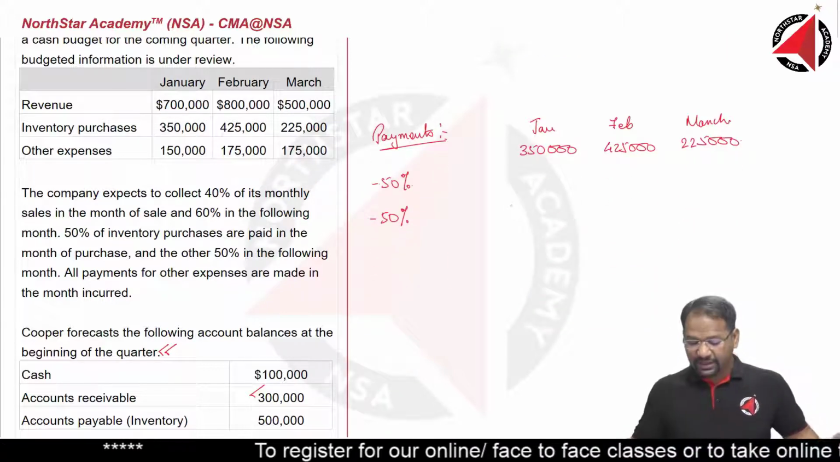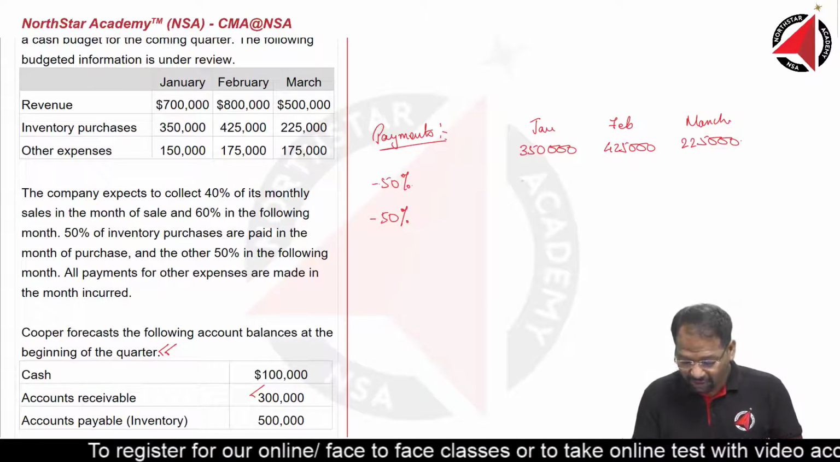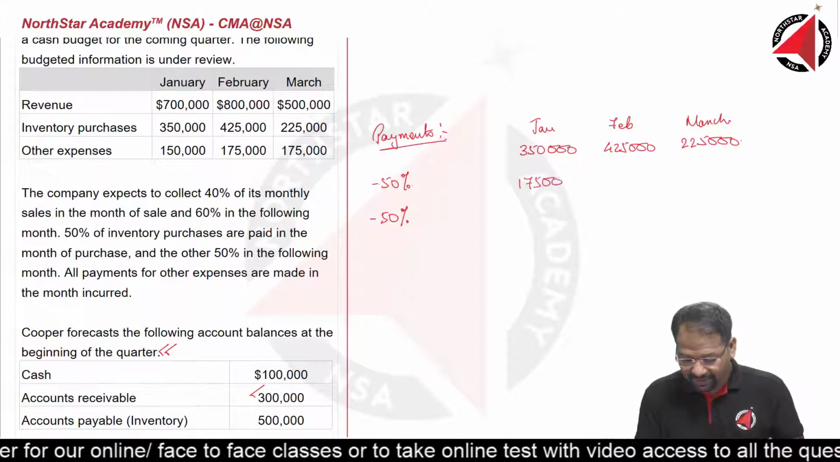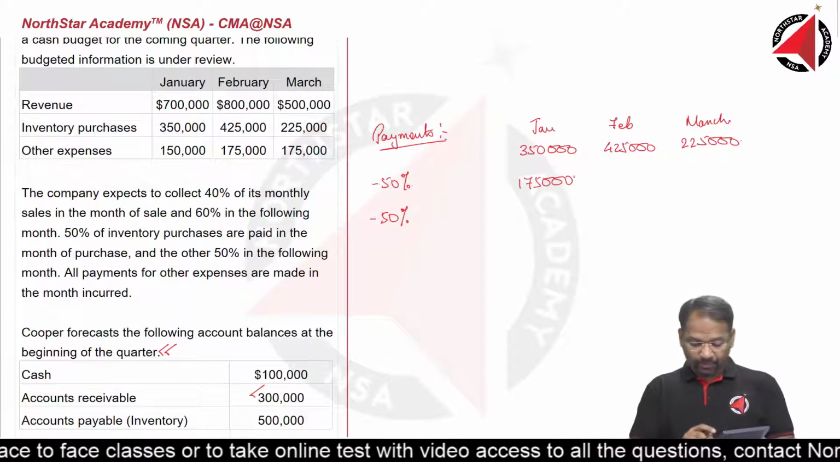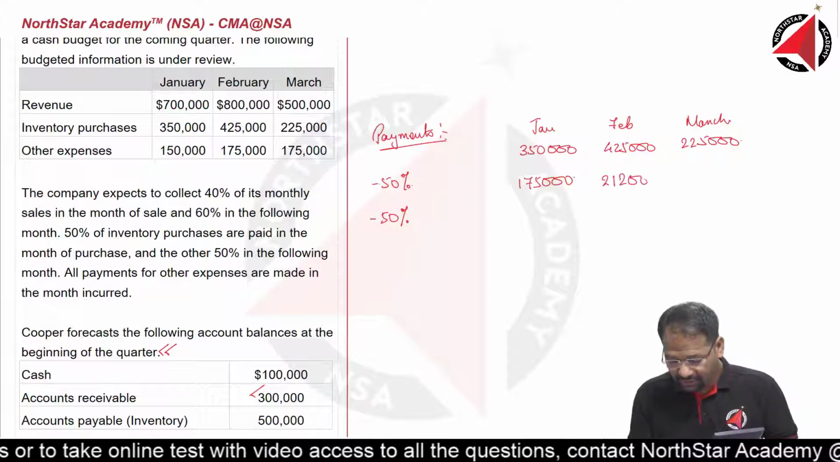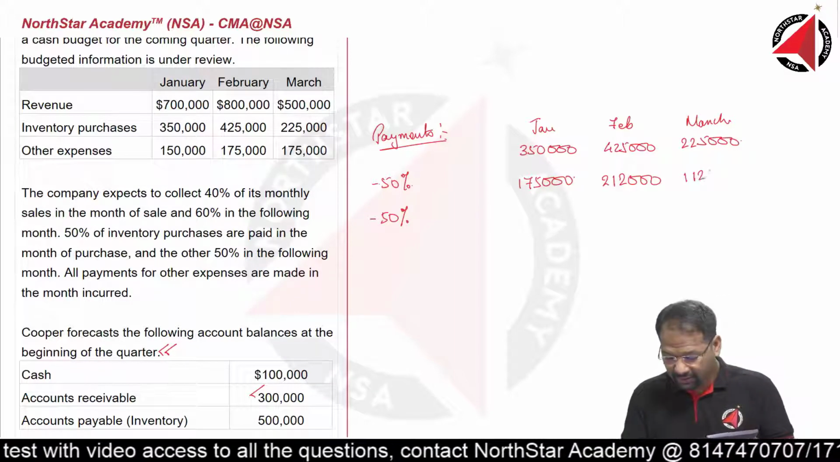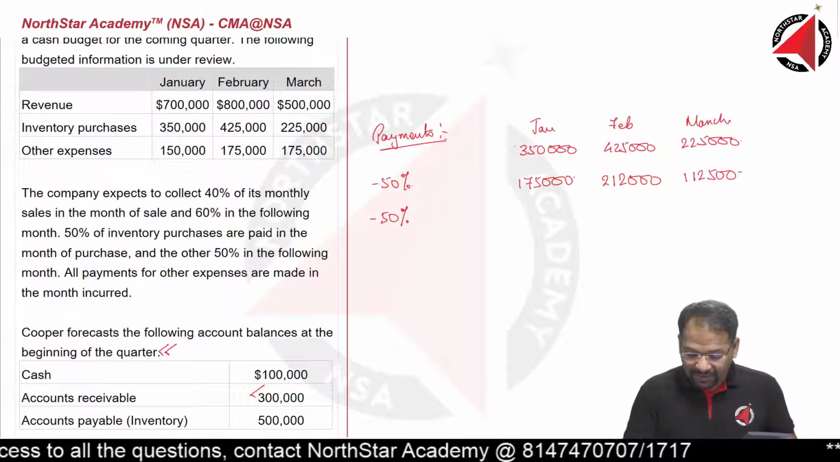So first, January month: 350,000 multiplied by 0.5, or the shortcut is 0.5 multiplied by 350,000. So 0.5 into 425,000, 212,500. Last one, 225,000. So 112,500.